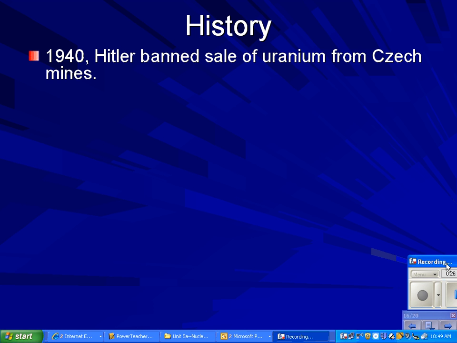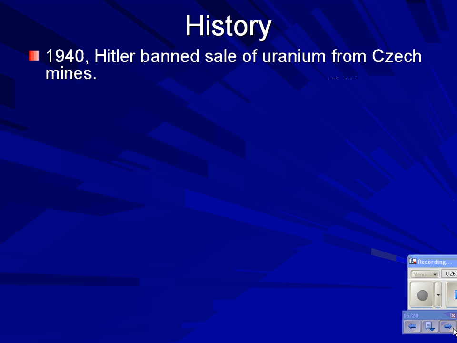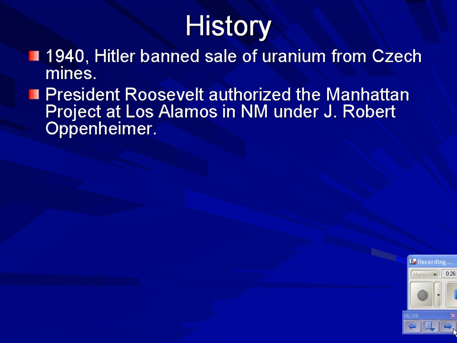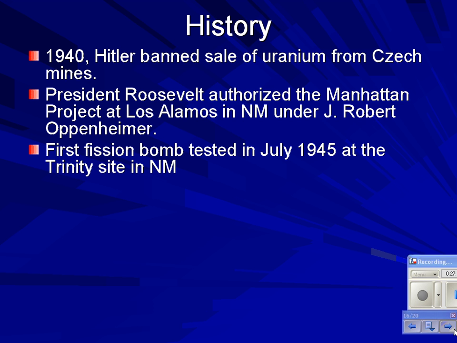1940, Hitler bans the sale of uranium from the Czech mines. Interesting. So he's suddenly trying to hoard his uranium. Okay. President Roosevelt authorized this thing called the Manhattan Project. It was based out of Los Alamos in New Mexico. And he gave J. Robert Oppenheimer control of the situation and said, you guys, see if you can do this. See if you can take nuclear fission and make a bomb. And we're going to watch a movie about this. It's pretty awesome stuff. It's really amazing kind of what came out of all that.